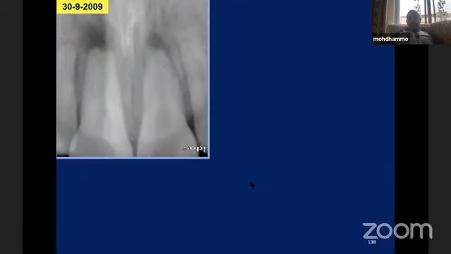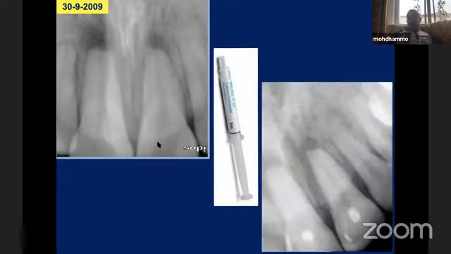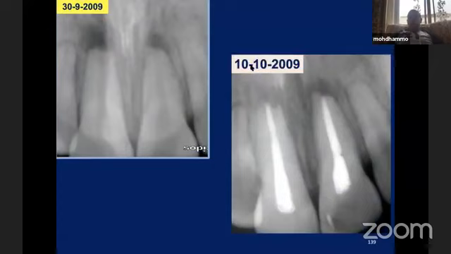So let's see this case here. We have 2 avulsed central incisors. I placed calcium hydroxide inside them. Then after 10 days, I made my root canal treatment here.